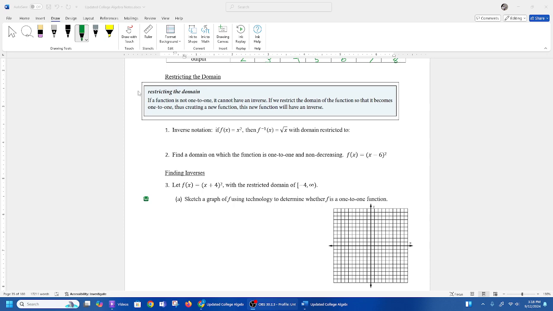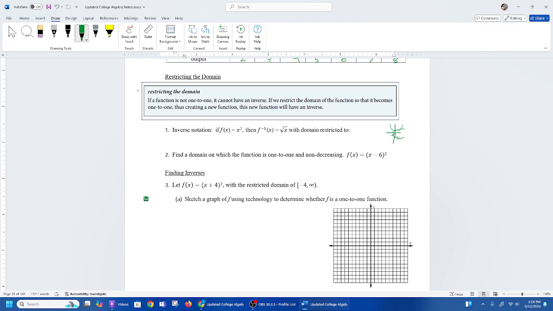The inverse notation for f of x equals x squared is going to have a restricted domain. We have to figure out what that restricted domain is, and we've done this already. We know that when we graph this, we're going to get a parabola. When we graph the inverse, our inverse is going to have a sideways parabola, which is no longer a function.